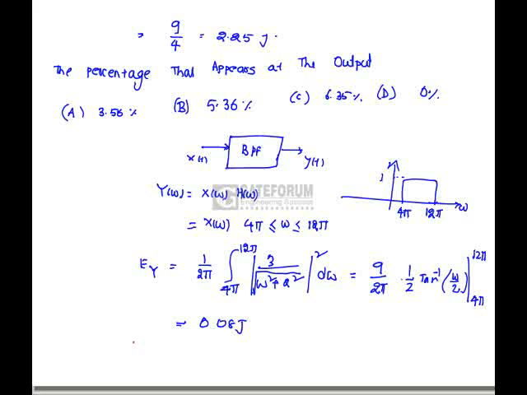So the percentage that appears at the output is E y divided by E u into 100. That is 0.08 joules divided by 2.25 joules into 100, which is equal to 3.56%. Hence option A is correct.